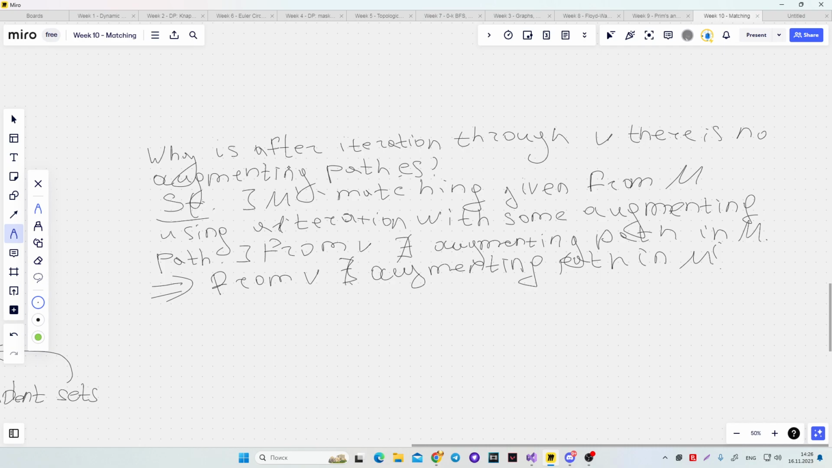Okay. So that we consider it. So M' is a matching given from M using an iteration. So we consider M \ M' given using iteration. It means the augmenting path looks like this for M.